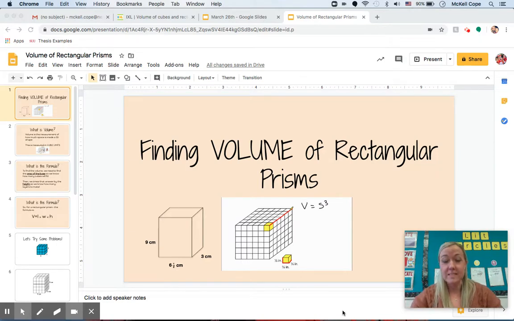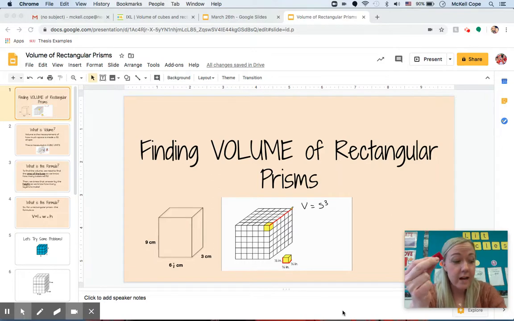Now, volume is different than surface area because we are looking at the inside of a three-dimensional figure. In order to take up space inside a three-dimensional figure, we can't use flat shapes anymore. Flat shapes don't take up space inside of a three-dimensional figure. So we've got to find a way that we can take up space. Well, we can use cubes.